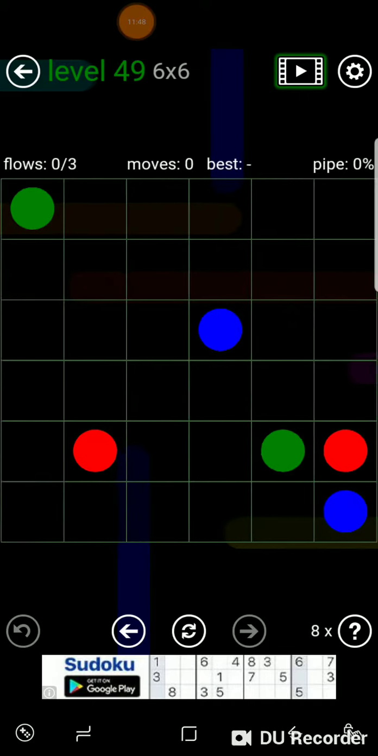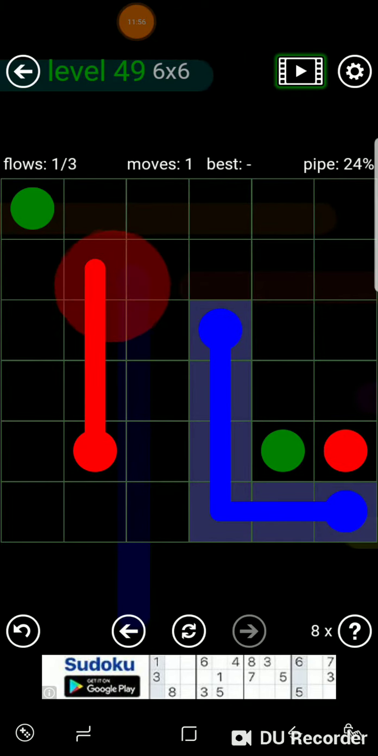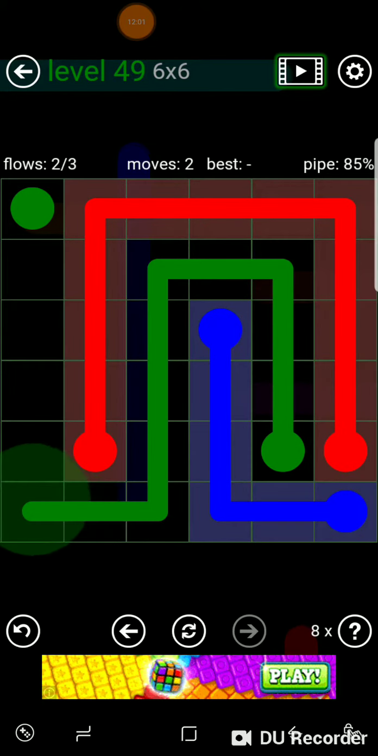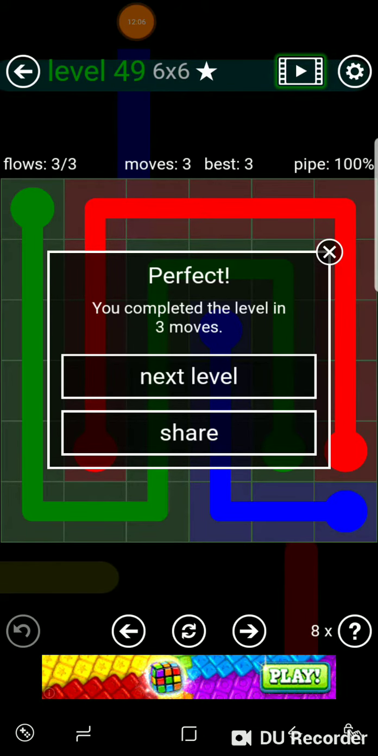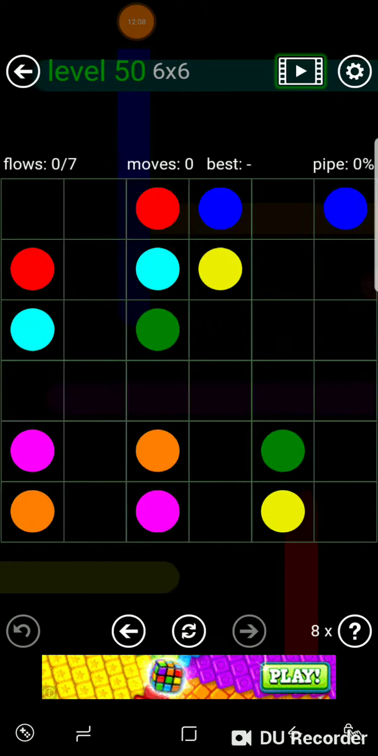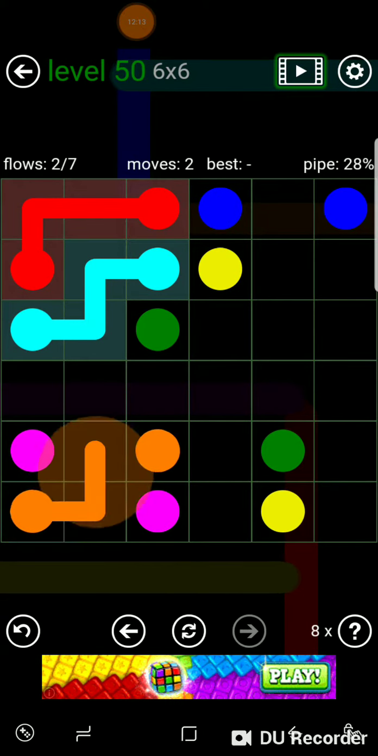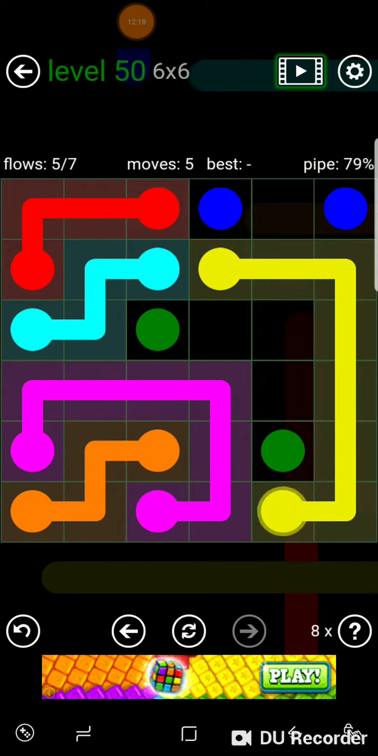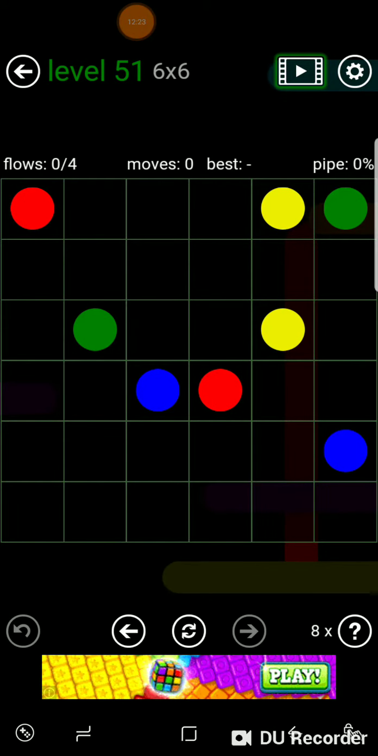There we go. You just gotta fill it up like this. One. Two. Three. In my PJ Masks colors. Catboy's blue, Owlette is red, and then Gecko's green. Cool, right? One, two, three. Five, six, seven. All right, next up.